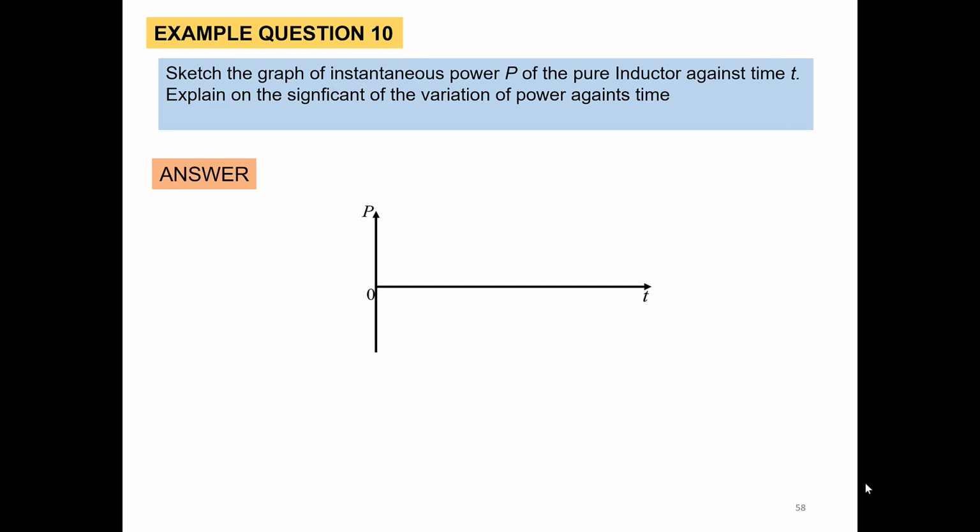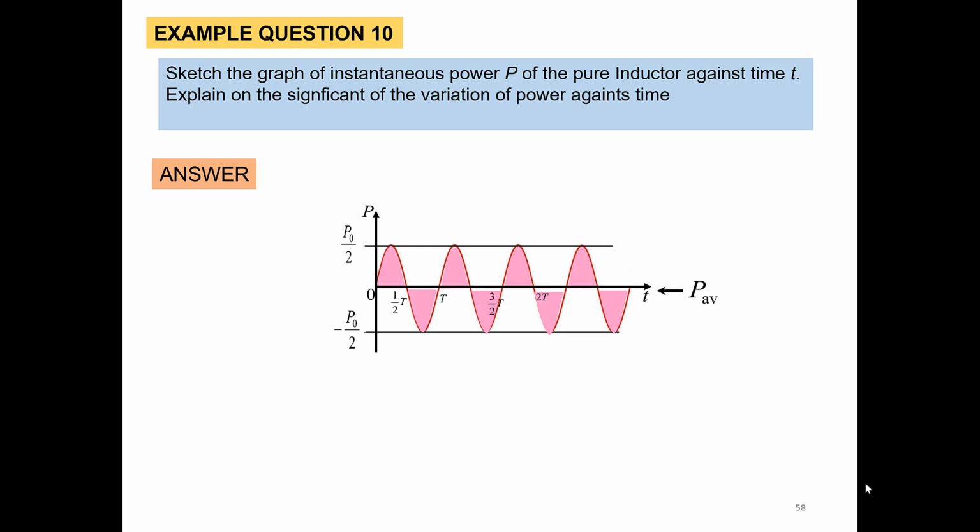Now let's try question number 10. Sketch the graph of instantaneous power P of the pure inductor against time t. Explain the significance of the variation of the power against time. Here is the graph of P against t.